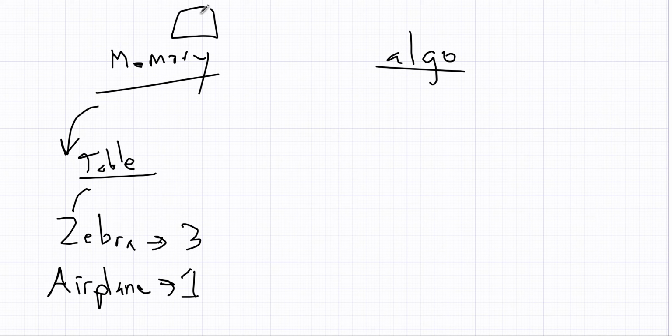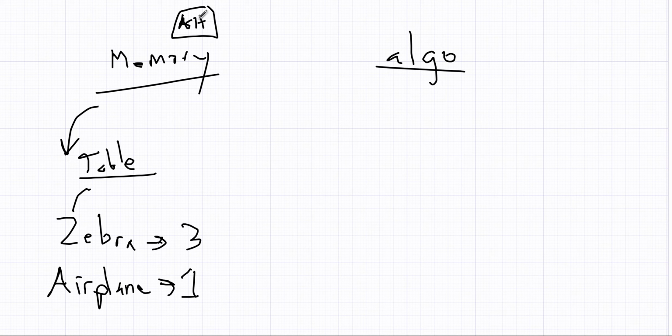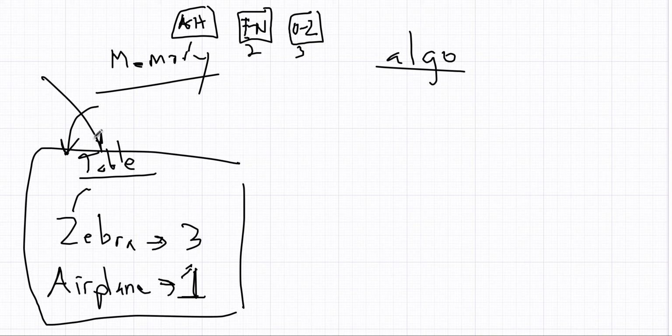So remember we have A through, I always forget which one I got, A through H. We have I through N, and we have O through Z. So this is shard 1, shard 2, shard 3. So zebra goes into shard 3, airplane goes in shard 1. We have to have a place to put this table. And then every time we get a request, we have to do a search of the table. The bigger the table, the longer it takes to do that search, the more clock cycles it takes to do that search. However, if we go algorithm, we don't have to remember anything.